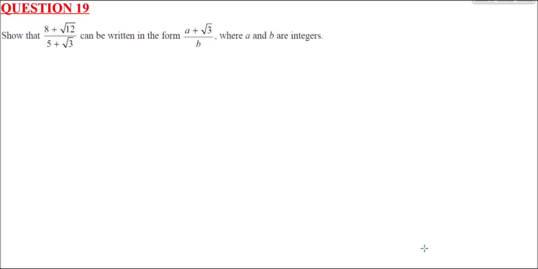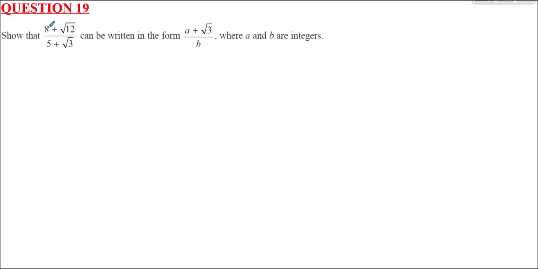Question 19. Show that a plus root 12 over 5 plus root 3 can be written in the form a plus root 3 over b, where a and b are integers. This is a question which is saying, without saying it, to rationalise the denominator. So I'm going to show you the method for doing so.